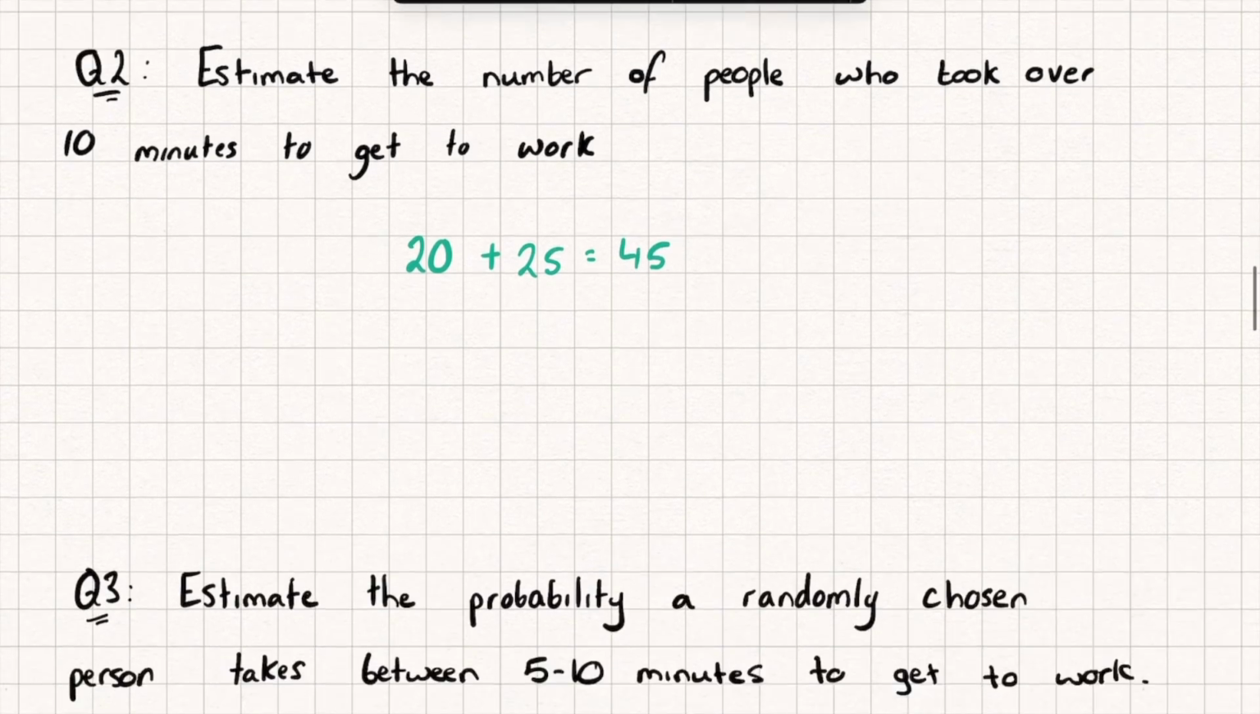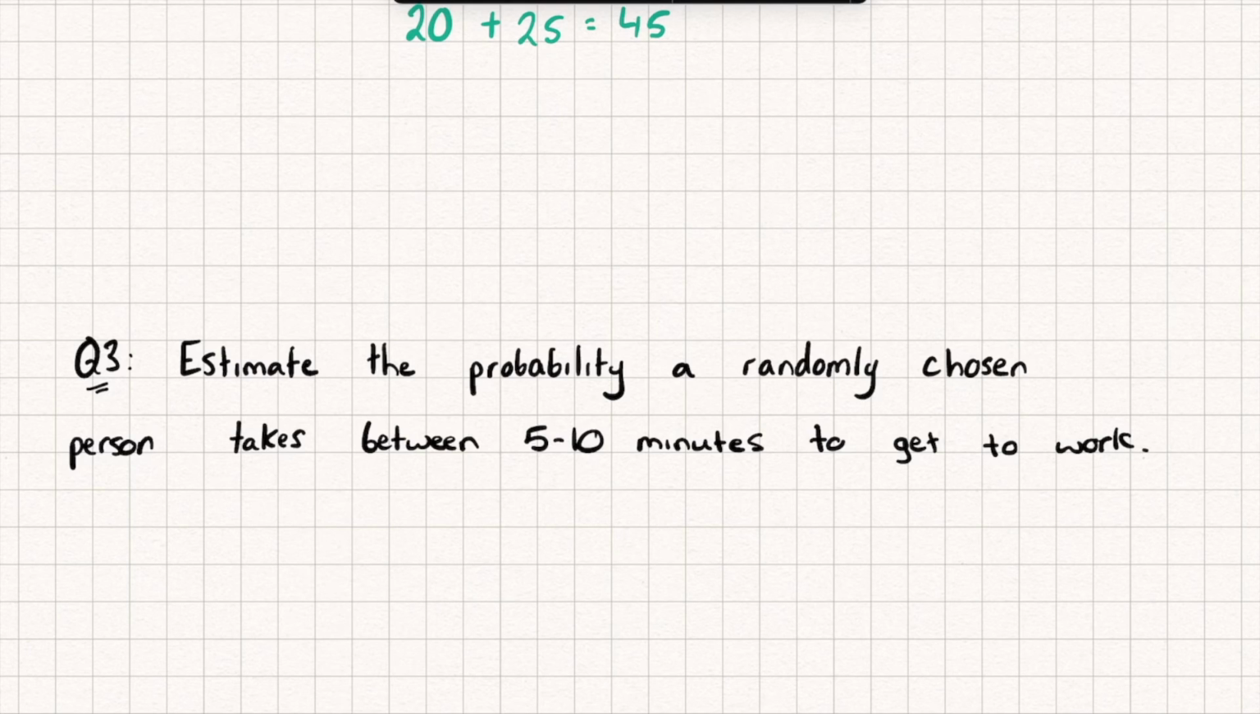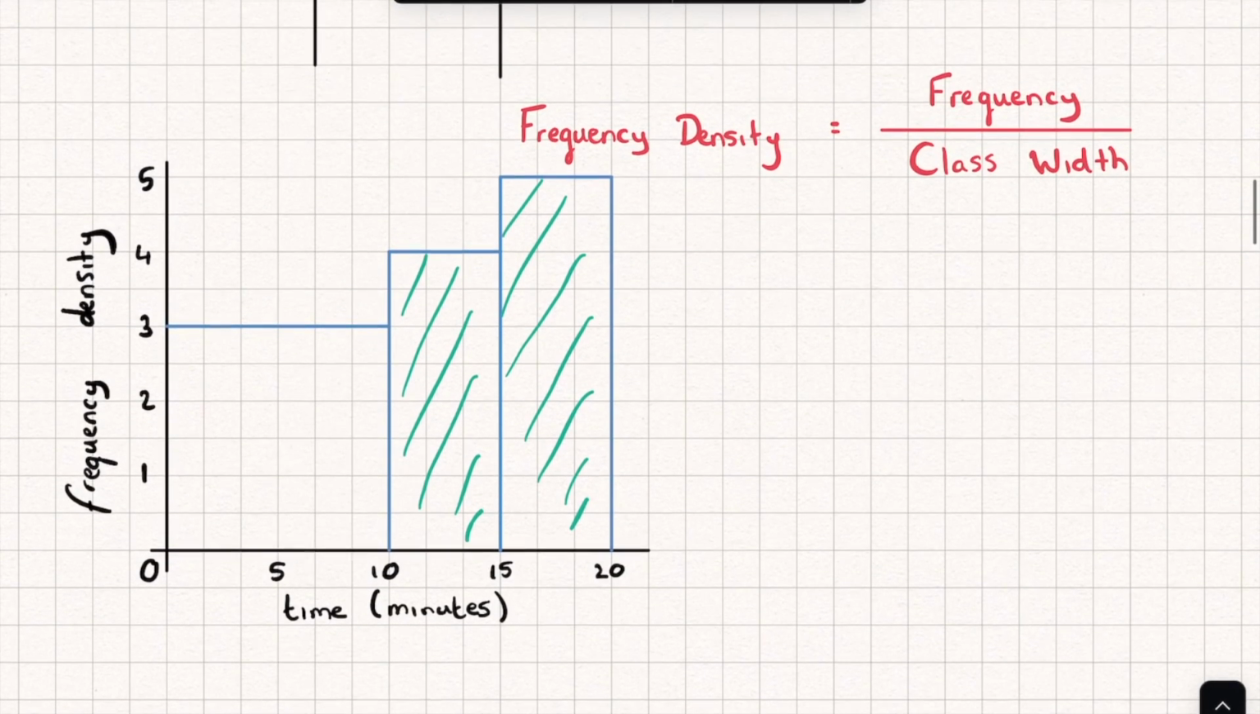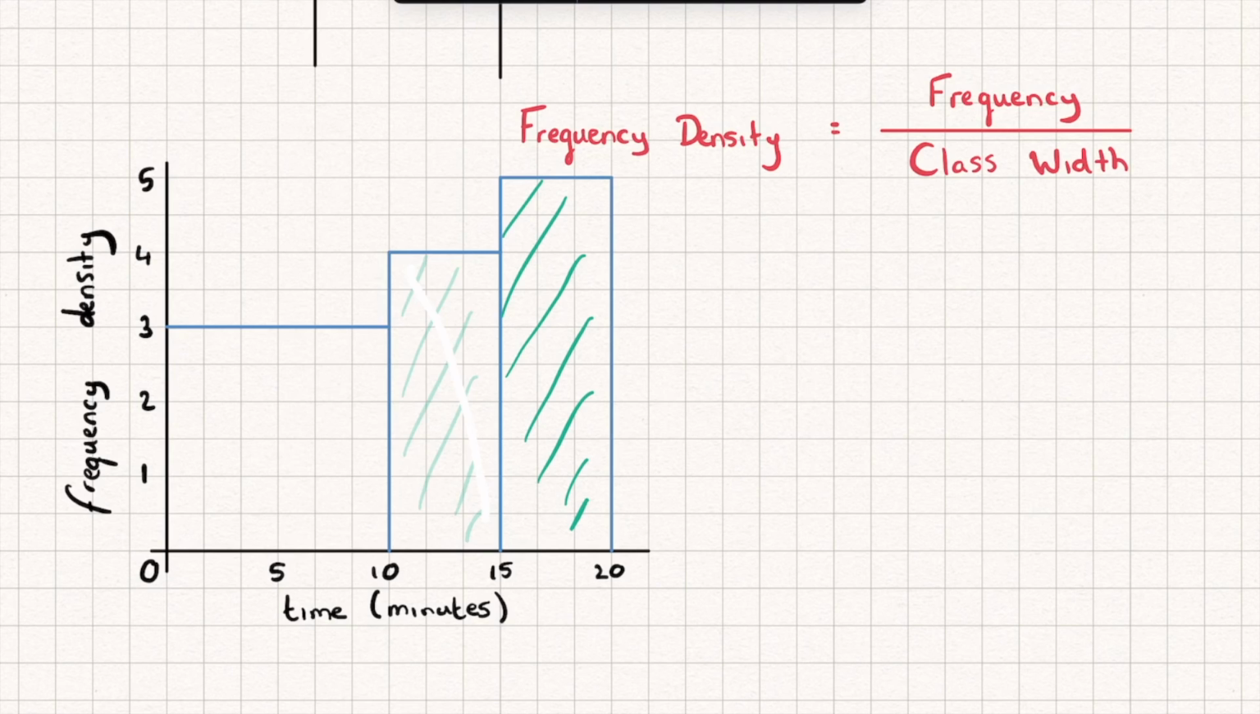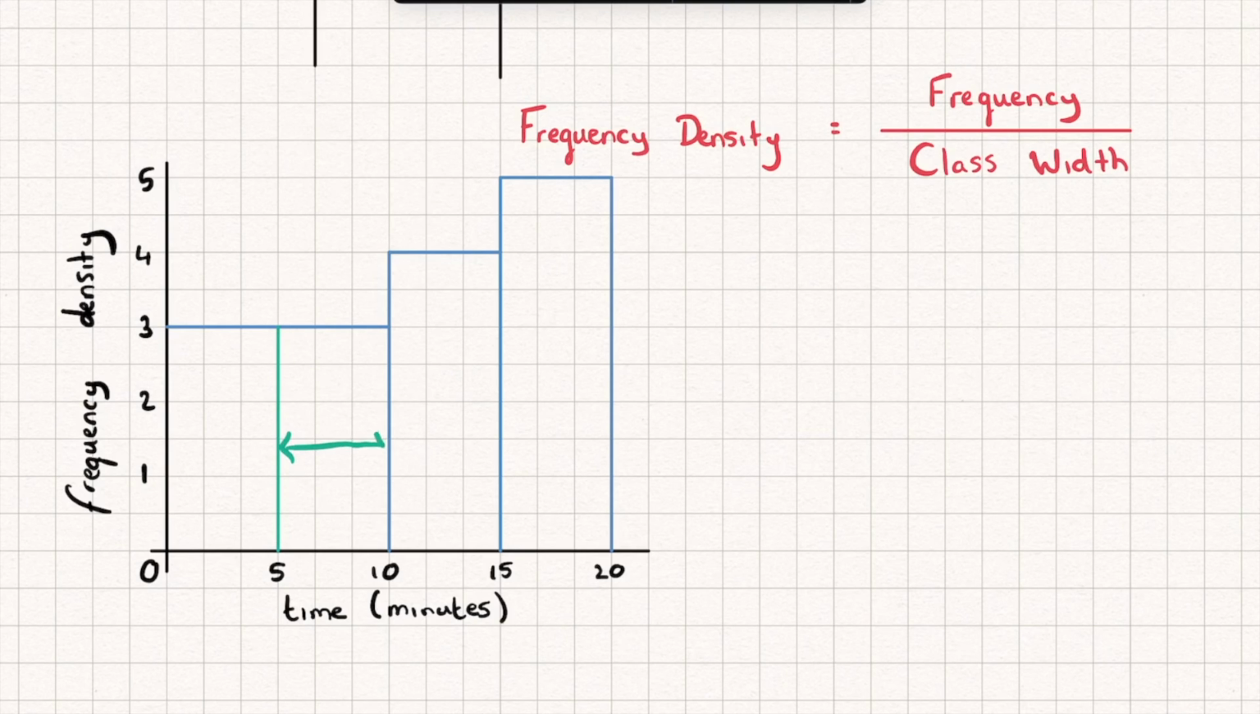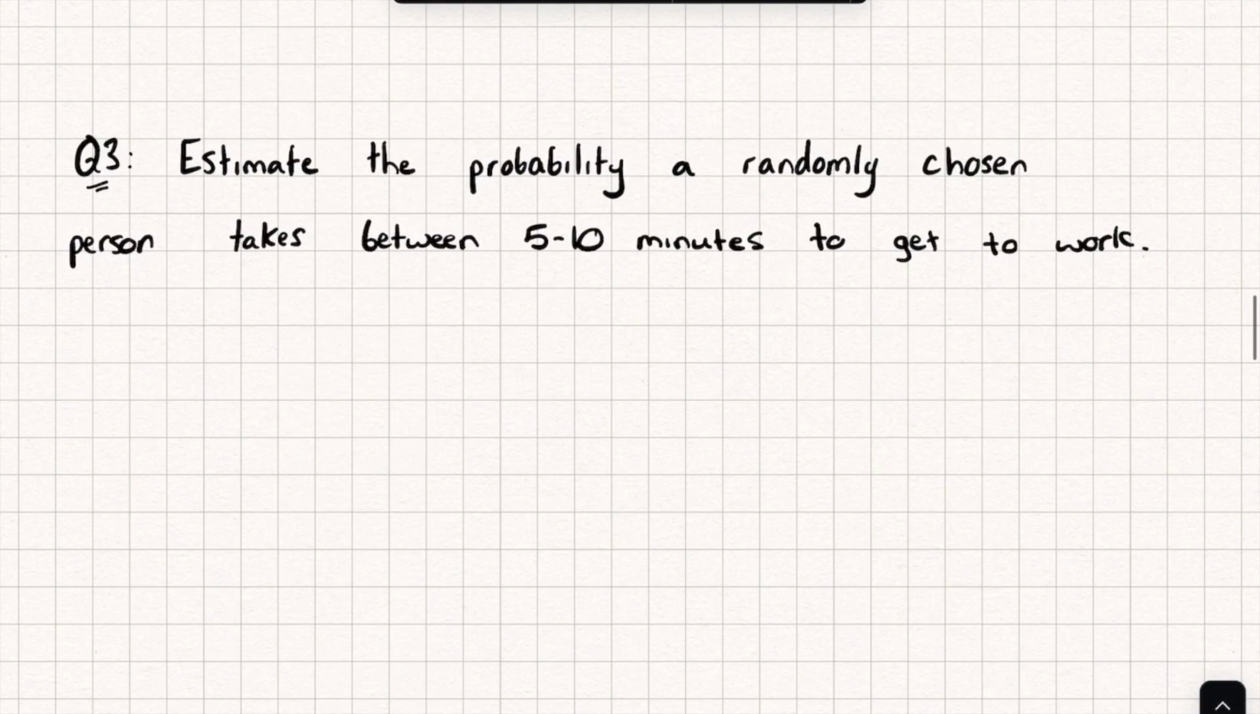There we go. And finally, we need to estimate the probability a randomly chosen person takes between 5 to 10 minutes to get to work. Okay, so let's have a look. So between 5 and 10 minutes. So let's find the number of people, or estimate the number of people that took between 5 and 10 minutes. So that's going to be anyone in this area of our histogram. So we need to calculate this area here. So that's 5 multiplied by 3. So 5 multiplied by 3 is 15. So an estimate of 15 people took between 5 to 10 minutes to get to work.